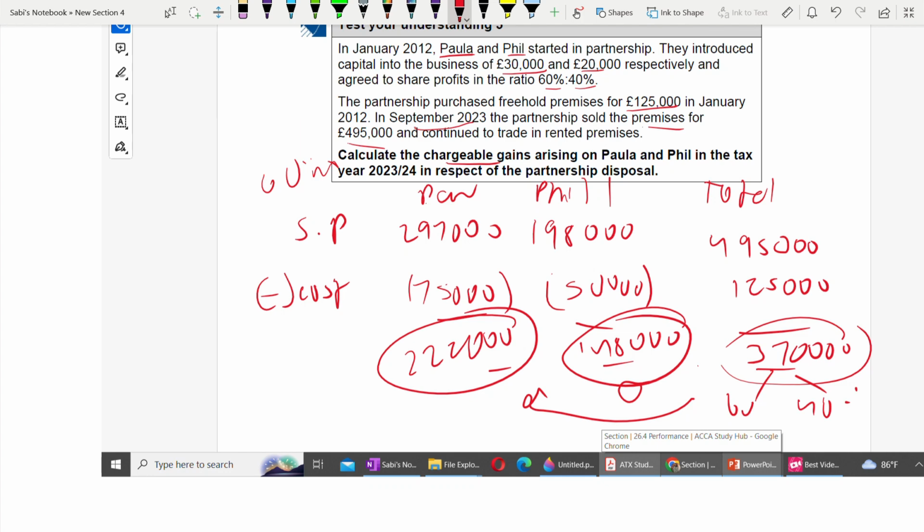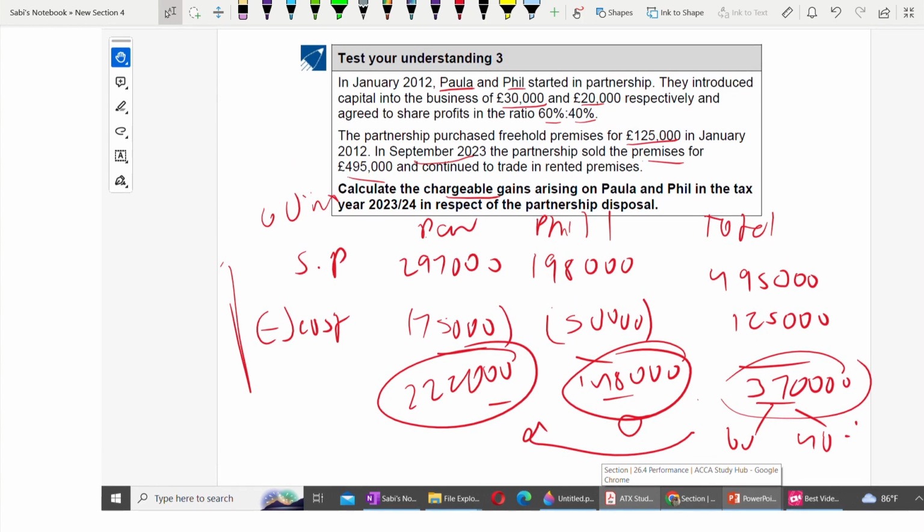See, in the exam, it depends on the marks. If you are given more marks, try to do this format. And if it's less mark, then take one figure and divide it 60-40. Okay. Now, here you are just individually selling this one premise. You are not selling the entire partnership. That's why you are not getting any relief. You are not going to be eligible for business asset disposal relief. Okay.